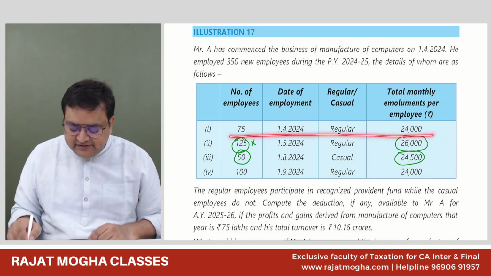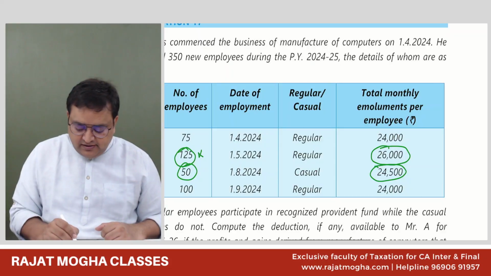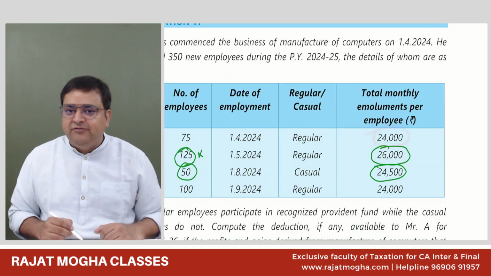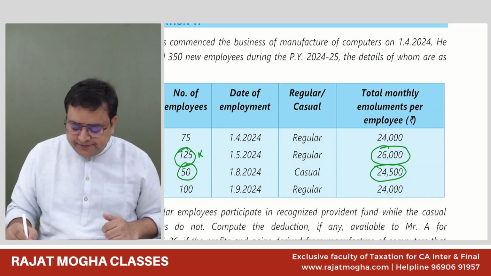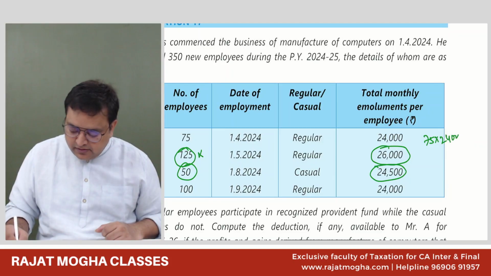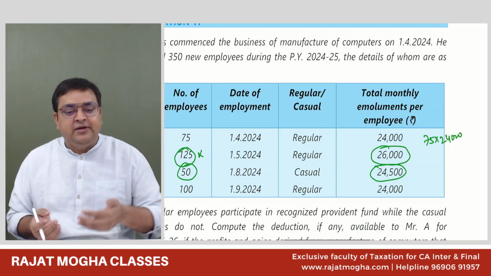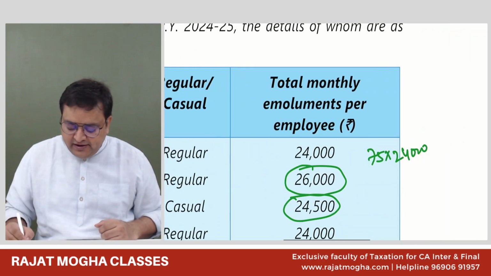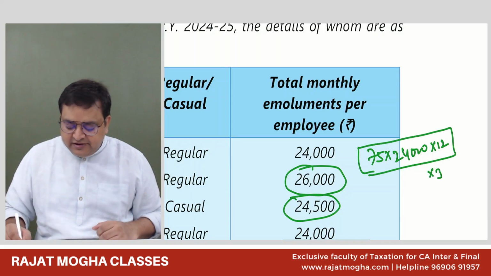So only these people are eligible in this year. Whatever the emoluments we are giving to them, let's say the number of employees is 75 and 24,000 per month we are giving. So for 1 month, how much is the expense we are making? 75 into 24,000 is the expense for 1 month. And for the entire year, because they were recruited on 1st April, it is into 12. So this is the total remuneration which we have paid, and we will get the deduction of 30%.